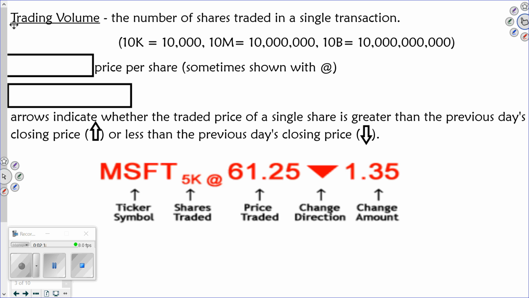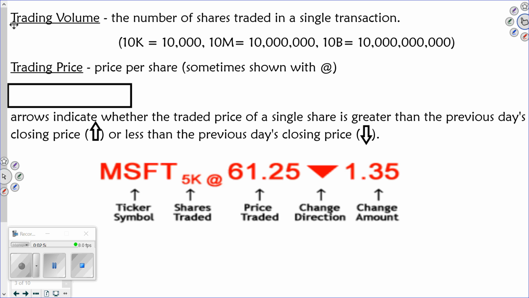Price per share is your trading price, and a lot of times they show it with an @ symbol. If you look at the ticker down here, any guess what MSFT probably stands for? Yeah, that's Microsoft. In this one they sold 5,000 shares at $61.25 per share. Could you figure out how much money they spent? Yeah, you would just multiply 5,000 times that. They spent a lot, right? But that's how you would do that. So they bought 5,000 shares for $61.25 per share.